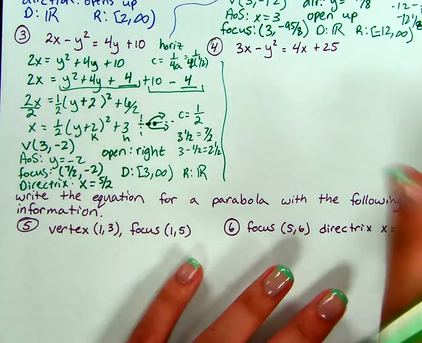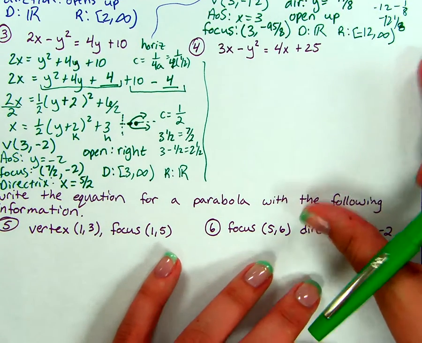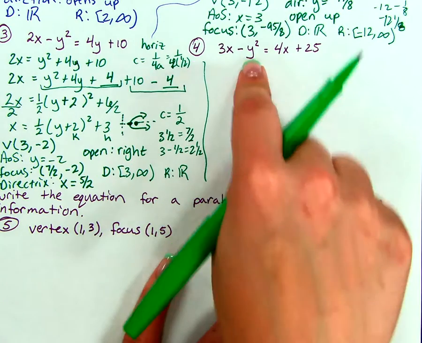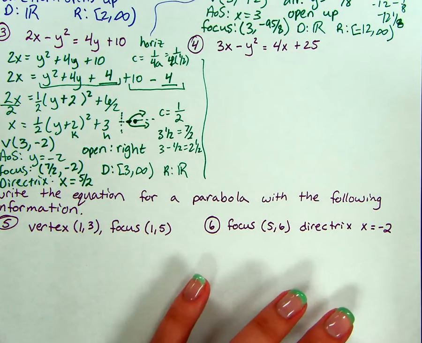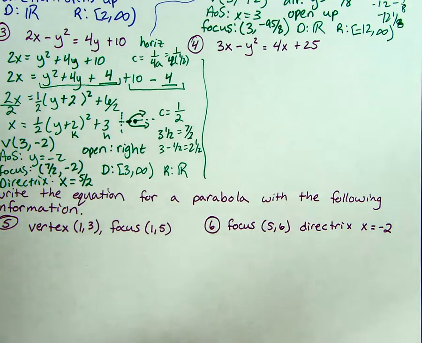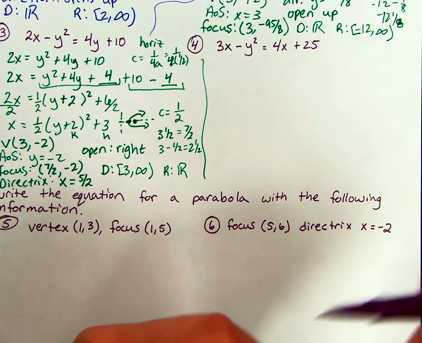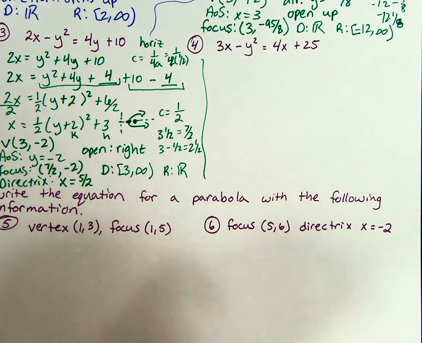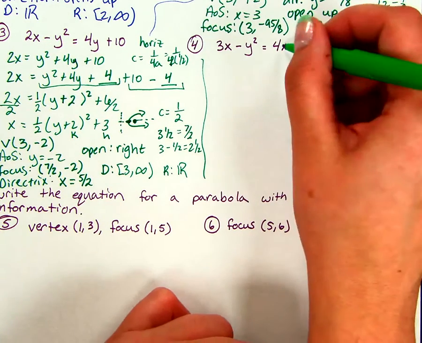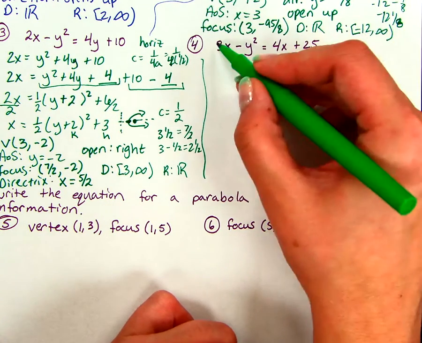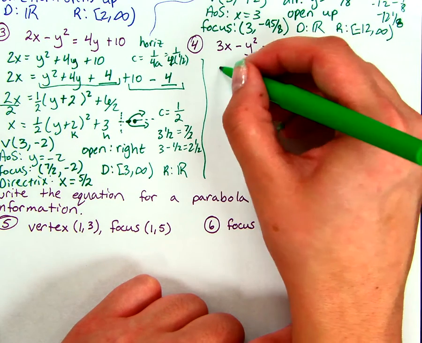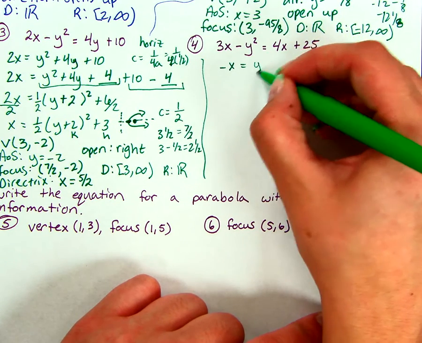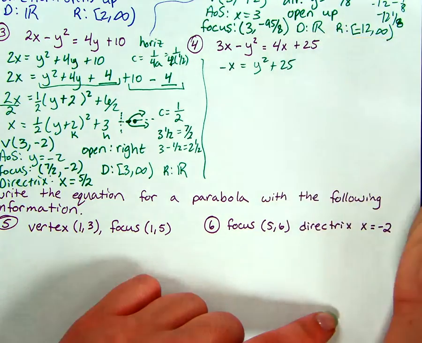All right, problem 4. Looking at this, our y term is squared this time. So that means that we need to get x by itself. And if we notice, we have an x on each side of the equal sign. So we're going to start by subtracting our x term over, and then we're also going to add the y squared term over. So 3x minus 4x will give us a negative x, then equals y squared plus 25.